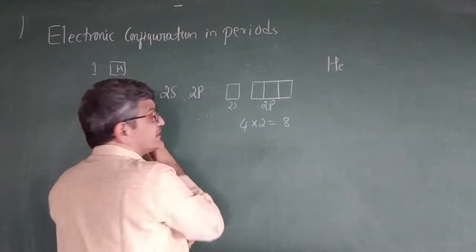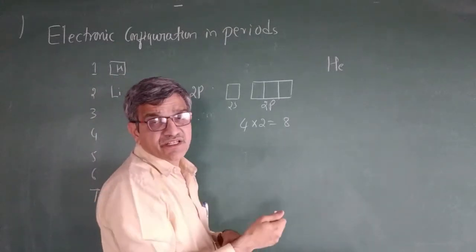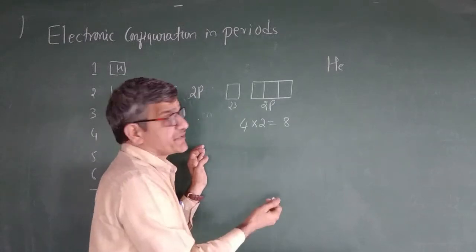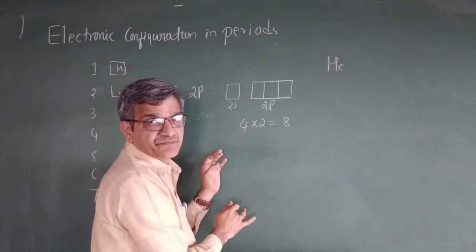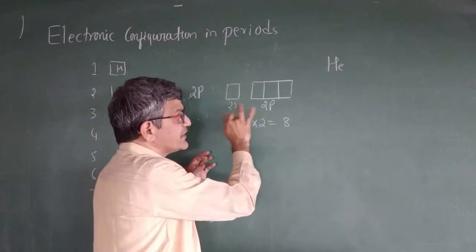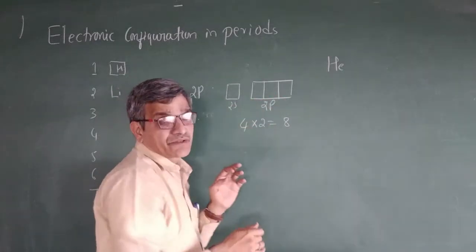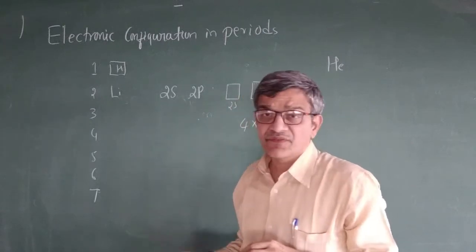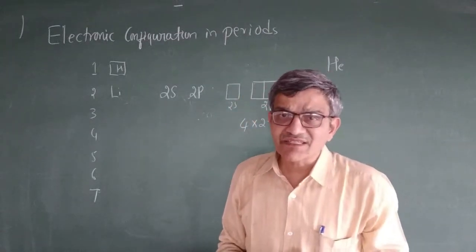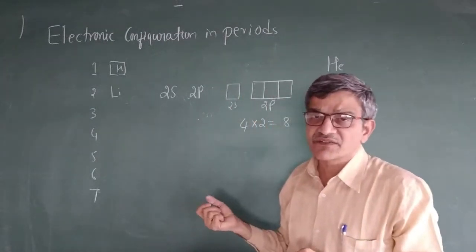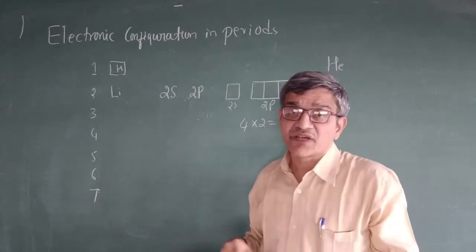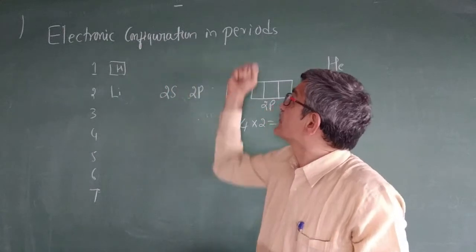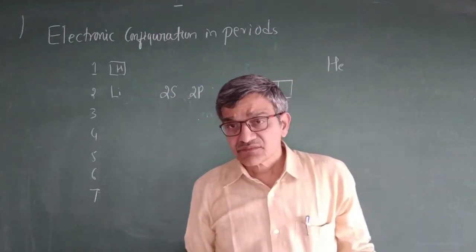Similarly, when you go to the third period, it is 3s and 3p. Electrons are entering in 3s and 3p. Again that is 8. 3s is 1 orbital and 3p is 1, 2, 3. Like this, in each period the number of elements is twice the number of orbitals. So we can calculate the electronic configuration in the period by where the electrons are entering.